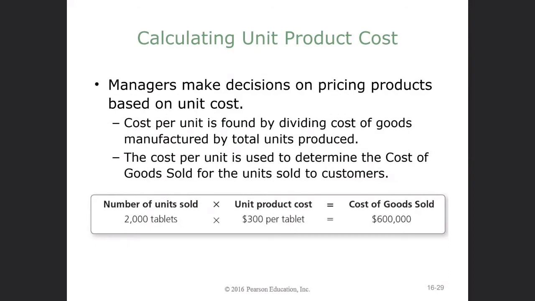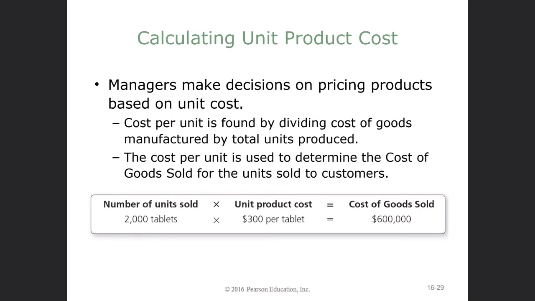Calculating unit product cost. Managers make decisions on pricing products based on unit cost. So the cost per unit is found by dividing the cost of goods manufactured by the total units produced. The cost per unit is used to determine the cost of goods sold for the units sold to customers.